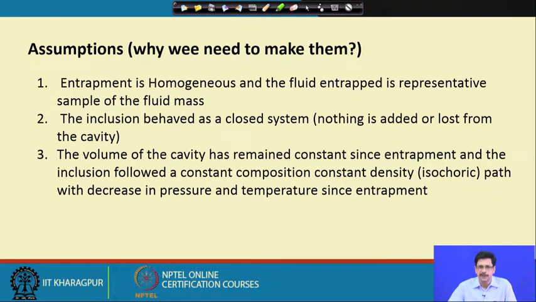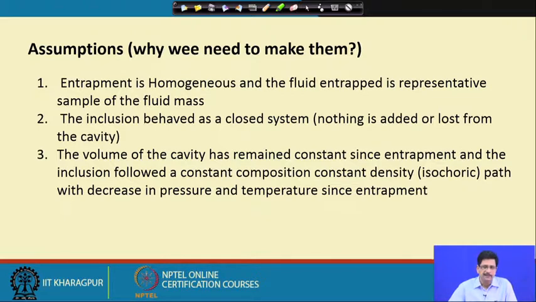Now, when we are attempting to do that, it is very natural that we have to take some assumptions, and the number one assumption is that the entrapment is homogeneous and the fluid that was entrapped is essentially representative of the same fluid mass. That means, the fluid that we visualize to have operated in any geological environment in the subsurface, and the sample that we see in the mineral as the tiny inclusion, is actually representative of the paleofluid, and the entrapment is homogeneous.